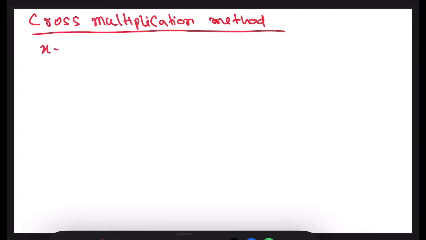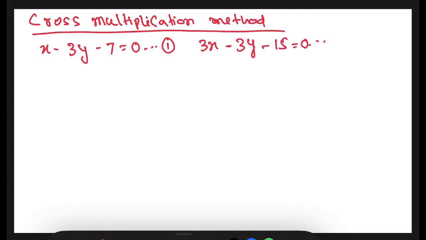x minus 3y minus 7 equals 0 and this is our first equation. Then the second equation is what? 3x minus 3y minus 15 equals 0. This is our second equation. Now, already it is in general equation form. So, what shall we do? We shall compare with the general equation.